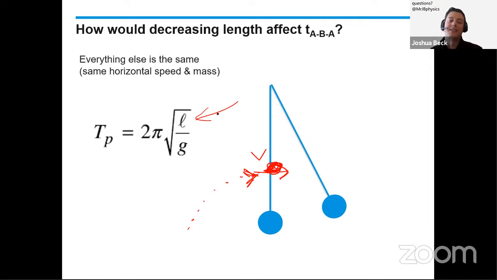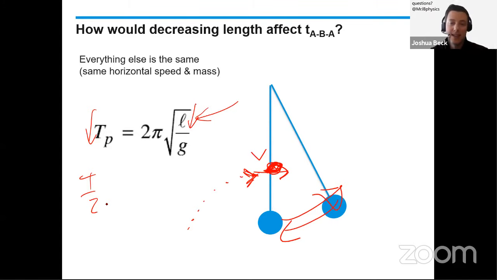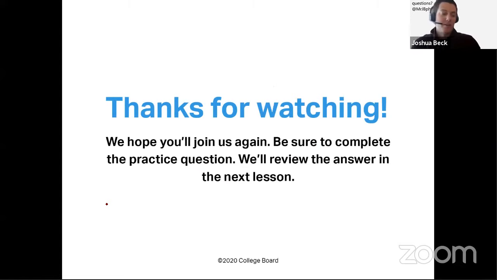We've just changed the length of our pendulum. And if I decrease the length of my pendulum, I'm going to decrease the period. And remember, from A to B to A, whoops, went a little far, from A to B to A is half of my total period, right? So if I decrease the length of that pendulum, I'm going to decrease the period. And so that time, which is half the period, will also be decreased. All right, there's your little analysis of Friday's question.